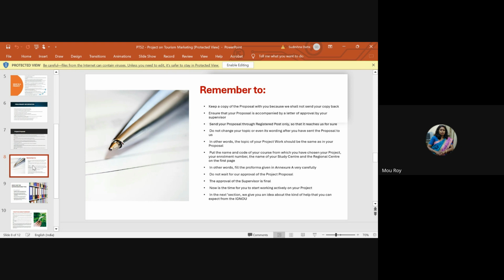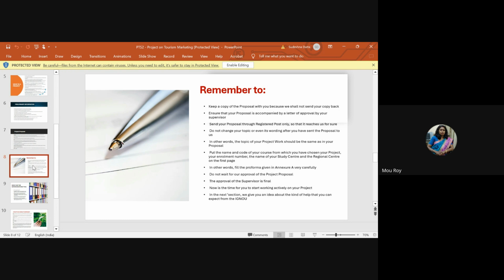Once you have selected your topic, stick to that topic. Don't change the topic in between, as it would hamper the whole system. So before selecting a topic, please ensure this is the final topic that you have selected, and you have to stick to that topic and do your study on that particular topic. In between, if you find, no, I don't have interest, I'll shift to some other, that is not possible.